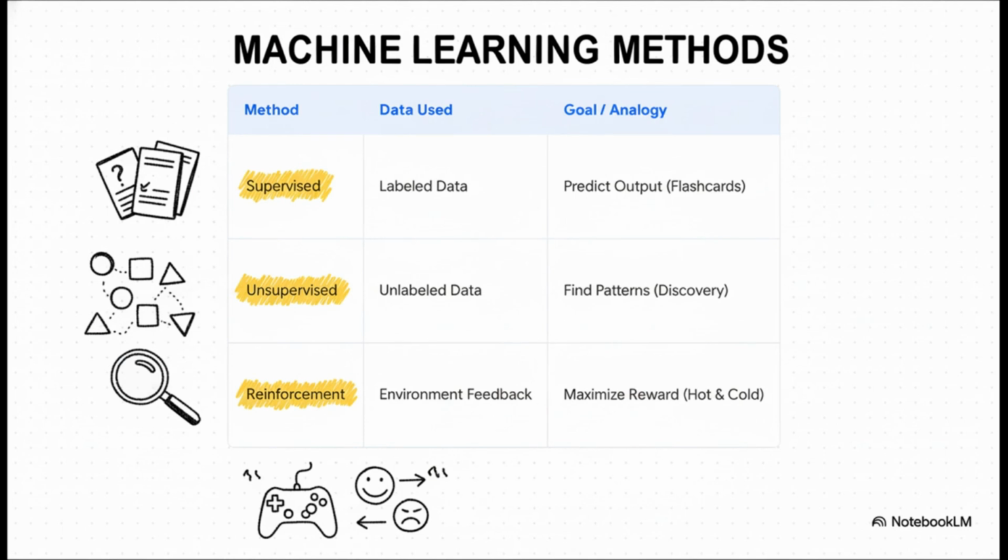You've got supervised learning, which uses that labeled data, that's our flashcard method, to predict a specific answer. Then you have unsupervised learning, which only has unlabeled data, and its job is to find hidden patterns, that's the discovery method. And finally, reinforcement learning, which starts with no data set at all and just learns through feedback, our hot and cold game. It's really that simple. 3 different students, 3 totally different ways of learning.